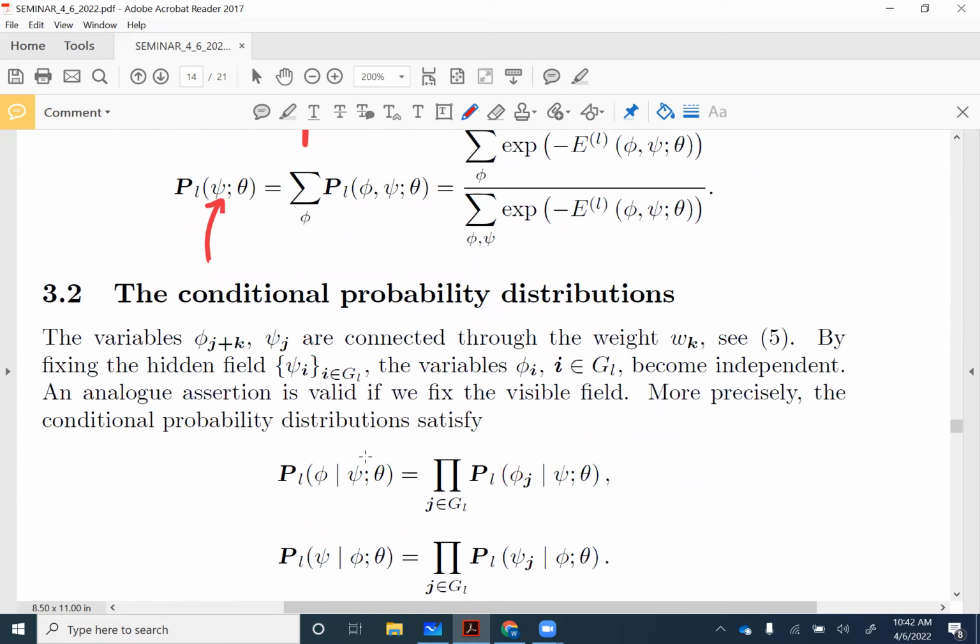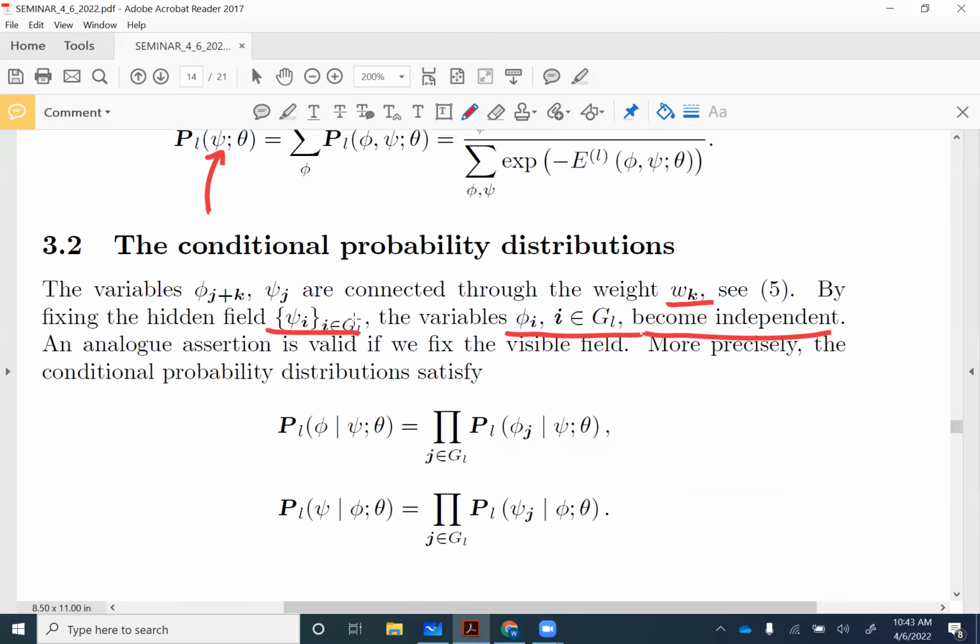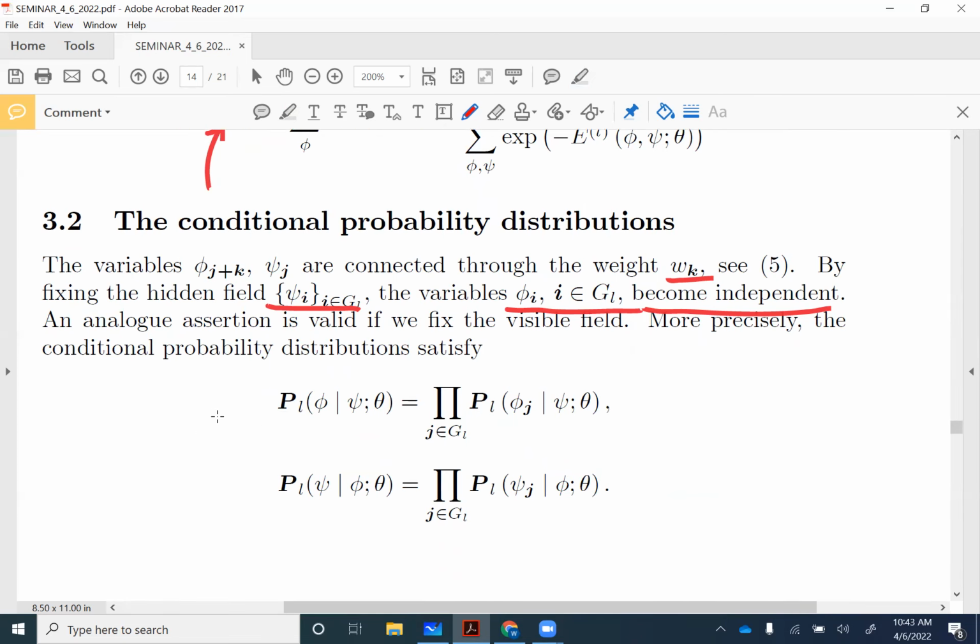Now it is important to study the conditional probability distribution. These variables are connected in this way. By fixing the hidden field, these variables become independent. An analogous assertion is valid if we fix the visible field. This is an intuitive assertion, guys. Anyway, I think it is important to check that this intuition is true. In other words, we have to verify these two formulas.